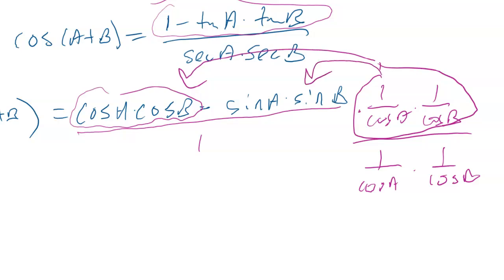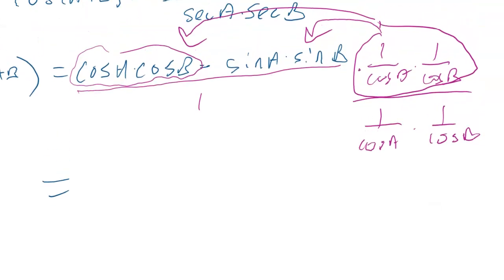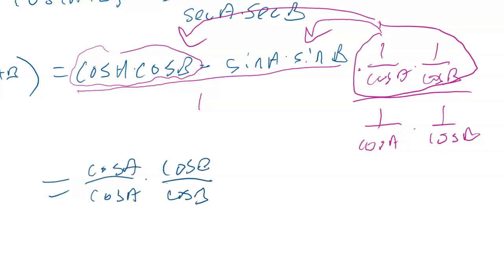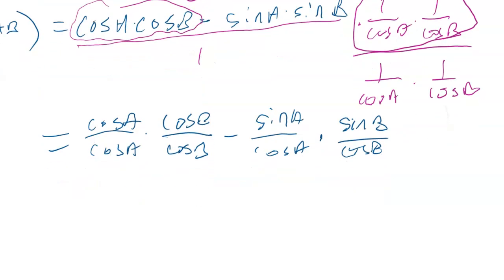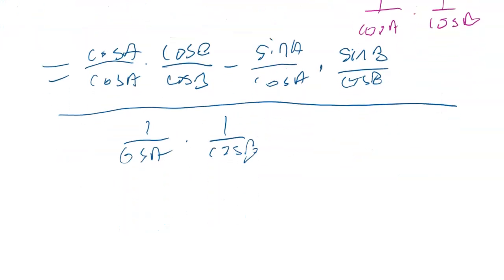So in the numerator, on the first term, when I distribute, I'll basically get cosine A over cosine A times cosine B over cosine B, minus, and then when I distribute the second term, I'll get sine A over cosine A times sine B over cosine B. And then in the denominator, I get 1 over cosine A times 1 over cosine of B. And then I just simplify everything and I'm done.